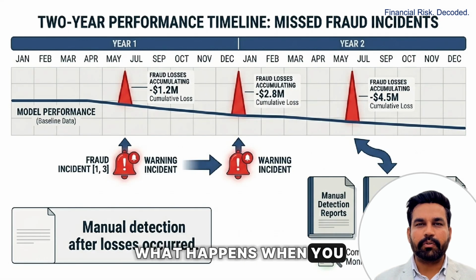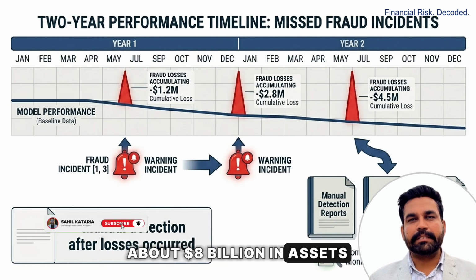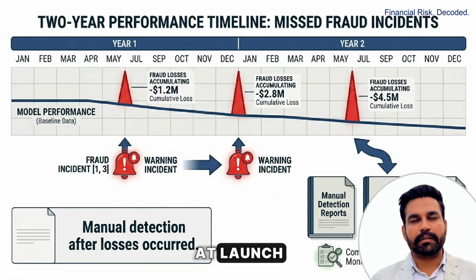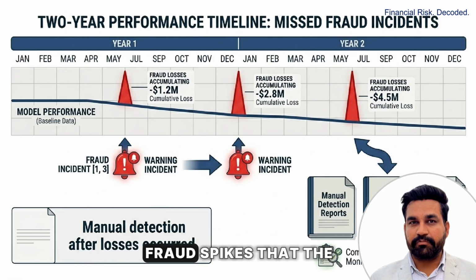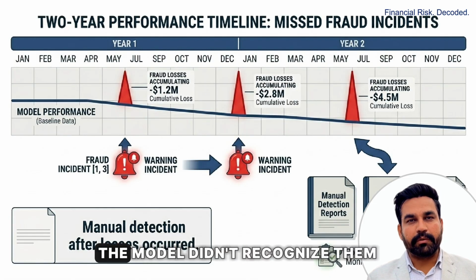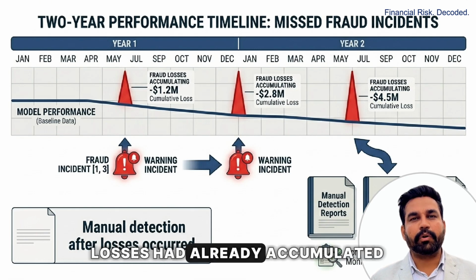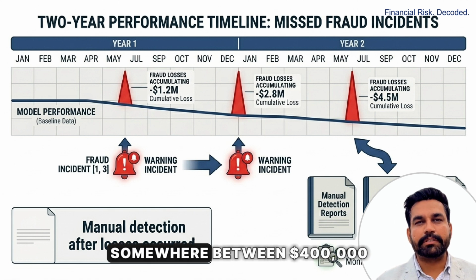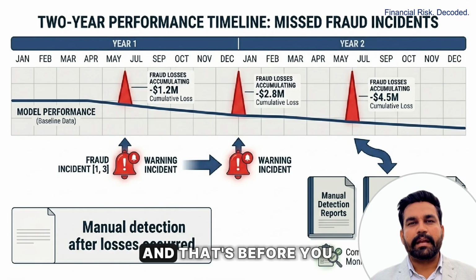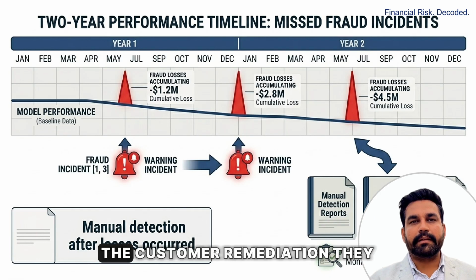Let me tell you what happens when you actually implement this. At a bank I advised, mid-size, about $8 billion in assets, they had a fraud model that had been running for 2 years. Good model, performed well at launch. But over those 2 years, they had 3 separate fraud spikes that the model missed entirely. 3 new fraud patterns that emerged, the model didn't recognize them, and by the time the fraud team caught it through manual review, losses had already accumulated. Each spike cost them somewhere between $400,000 and $1.2 million in direct losses. And that's before you count the operational cost of investigating after the fact, the SAR filings, the customer remediation.